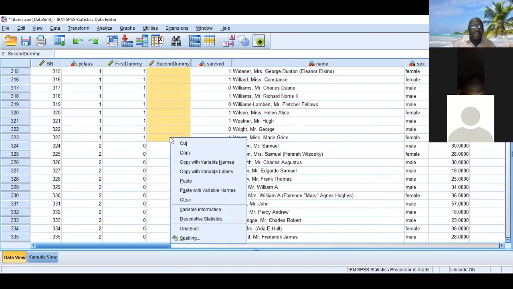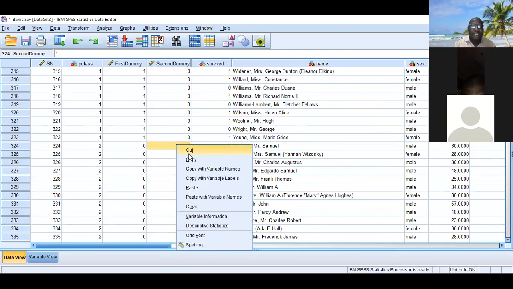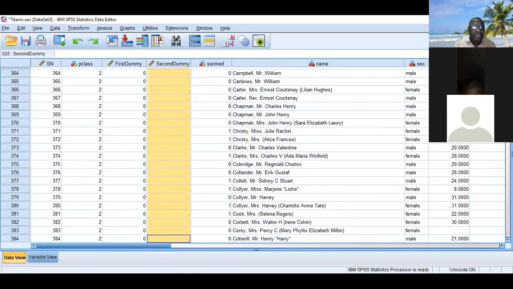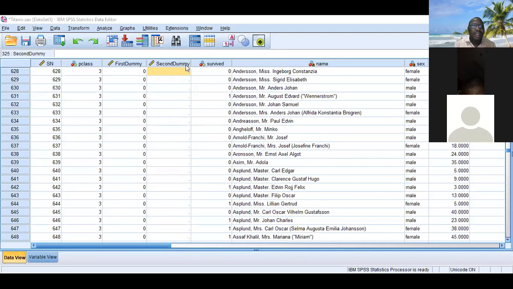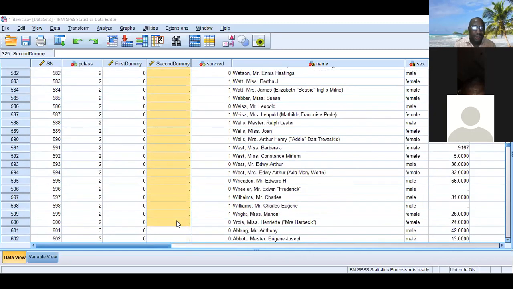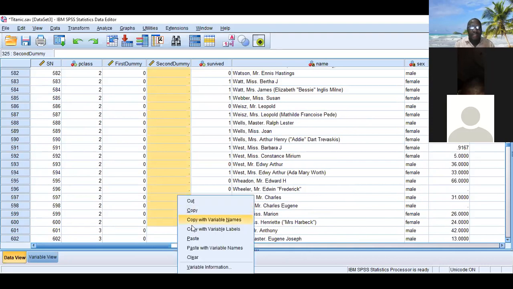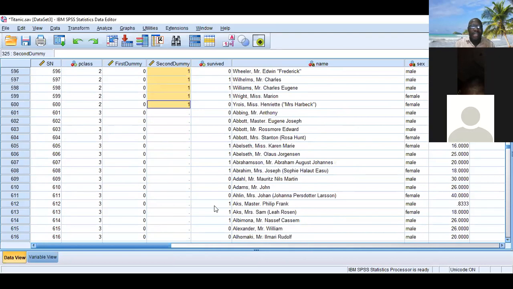It ends here. And now the other one will be 1. For the ones that are second class, the rest will be 1, not the rest. Not that, because the third class will also be 0. It ends here. So the remaining one will be 0. That's the third class, it will be 0 for it.